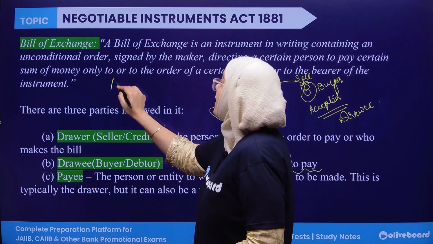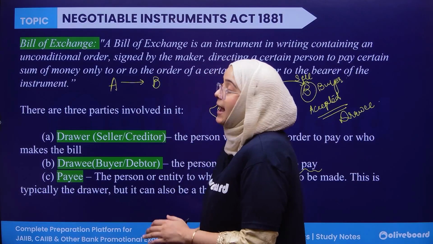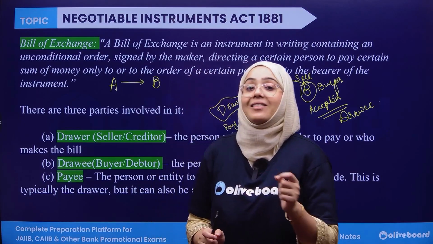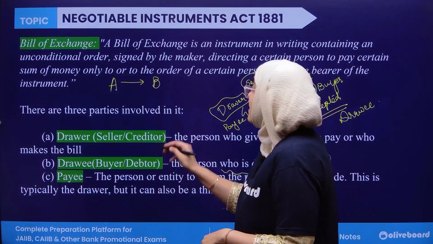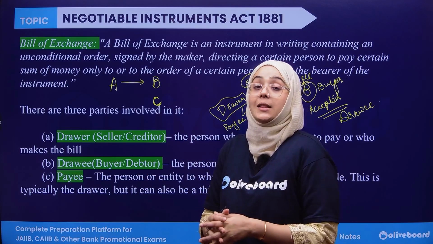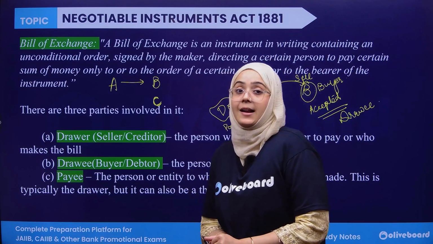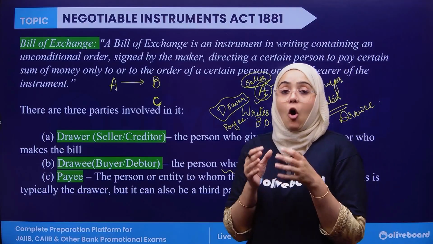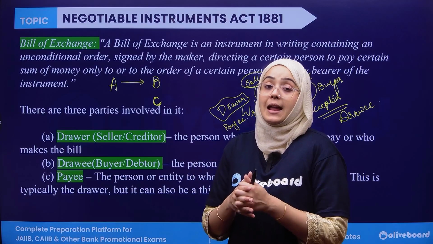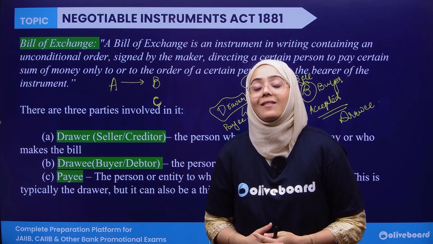For example, A has sold some goods to B. And A has drawn a bill of exchange on B saying that B will be responsible to pay C rupees 1 lakh on account of the goods that have been sold to B. Now, B said that I will not receive the payment. On my behalf, C will receive the payment. And in this bill of exchange, A has written that B is responsible to pay C rupees 1 lakh at a certain date.